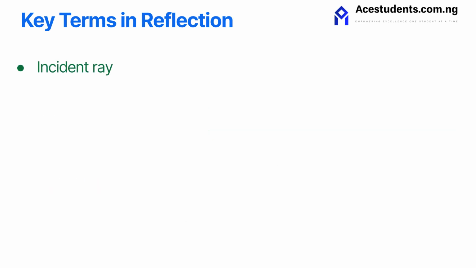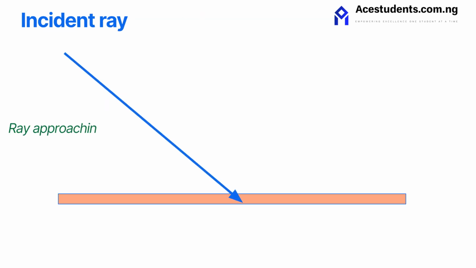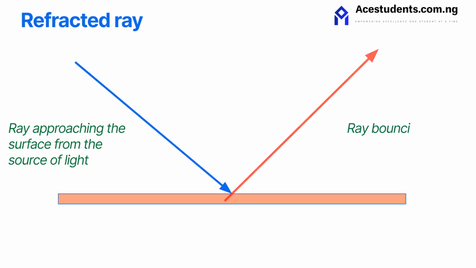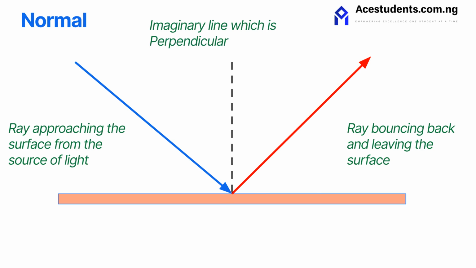To understand the laws of reflection, we need to know three key terms: the incident ray, the reflected ray, and the normal line. The incident ray is the ray of light that travels from the light source and approaches the surface. The reflected ray is the ray of light that bounces back from the surface after the incident ray strikes it. The normal line is an imaginary line perpendicular to the reflective surface. It is essential for defining and measuring angles.